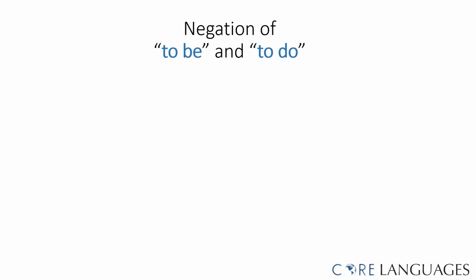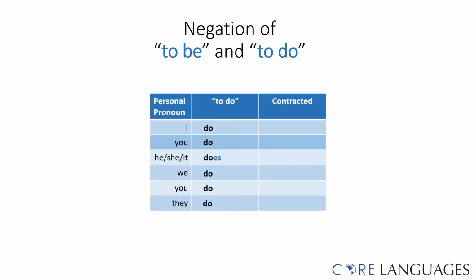To negate the verb to do, we do the same. We simply add the word not. I do not. You do not. He, she, it does not. We do not. You do not. And they do not.